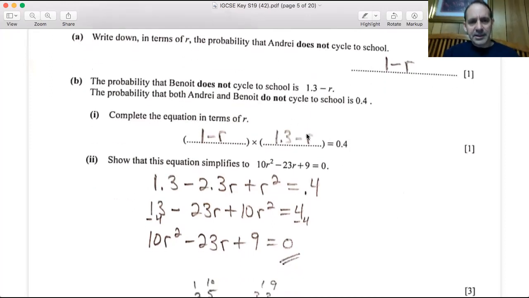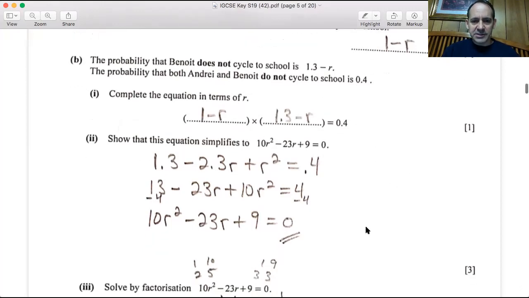The probability that Benoit does not cycle to school is 1.3 minus r. The probability that both Andre and Benoit do not cycle to school is 0.4. So complete the equation in terms of r. Well, if both of them are not, Andre for not is 1 minus r, and Benoit for not is 1.3 minus r, equals 0.4.